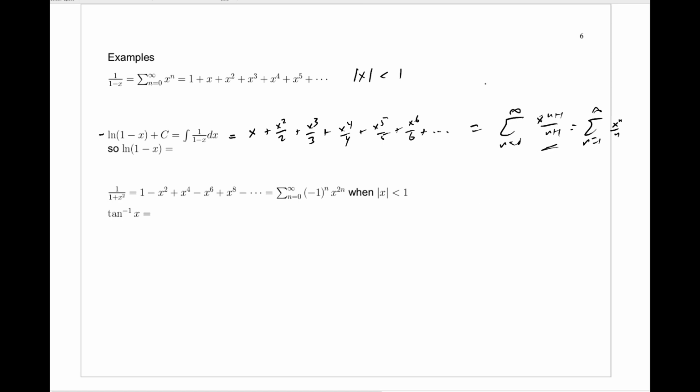Now my claim is, first of all, it's valid with the same radius of convergence, r equals 1. In other words, on the same interval from -1 to 1. Let me just take this and solve for log of 1 minus x. I can put the c on the other side, and I'm not even going to worry about changing its sign here. C is an arbitrary constant.